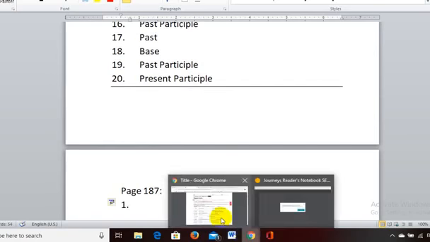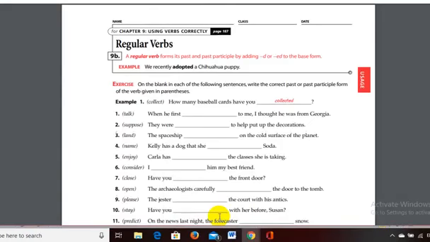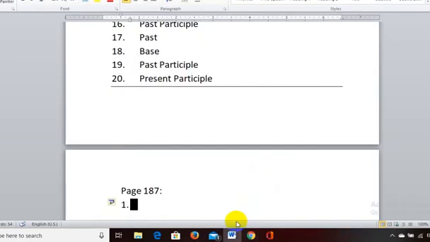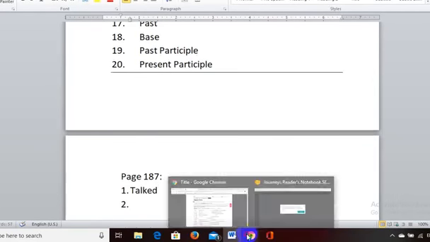Alrighty. So we've got talk. When he first, to me, I thought he was from Georgia. When he first what? Talked to me, right? So we're going to add the ed. Talked. Pretty simple and easy. Alright, number 2.